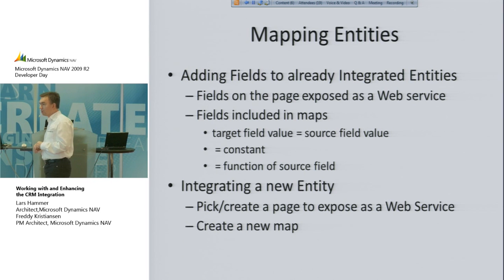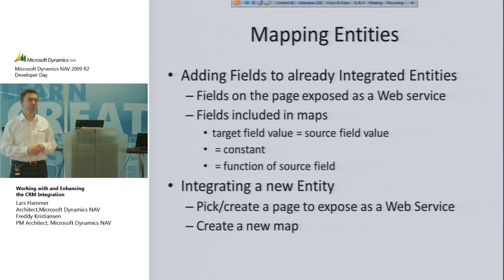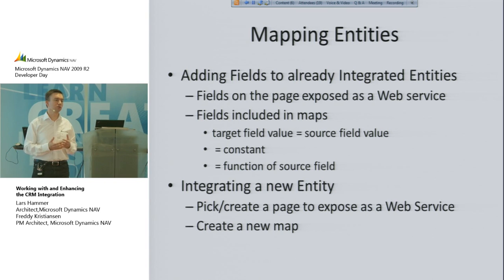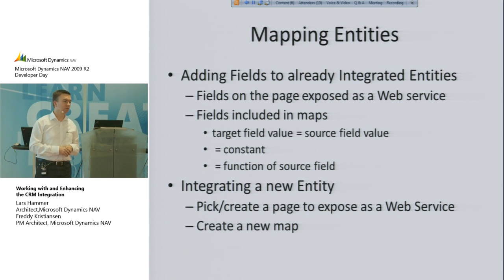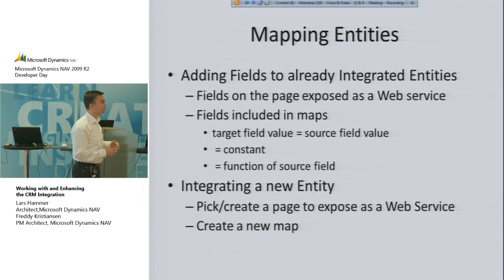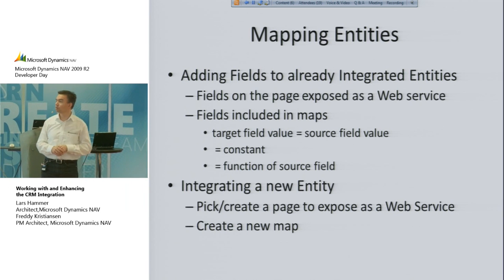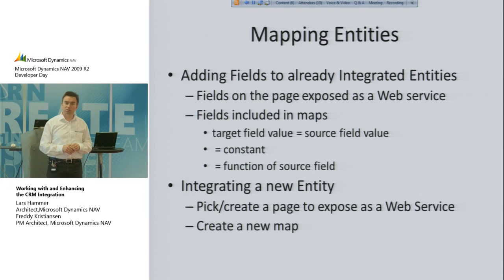The other thing that you might want to do is to add a new type of entity, such as quotes, for instance. Both NAV and CRM have the concept of a quote, and you might want to also integrate that across the systems. Then, of course, what you need to do is choose what page you want to expose inside of NAV for the quote. And in general, there shouldn't be anything for you to actually change on that page, but again, you have to make sure that the fields you're interested in are actually on the page.